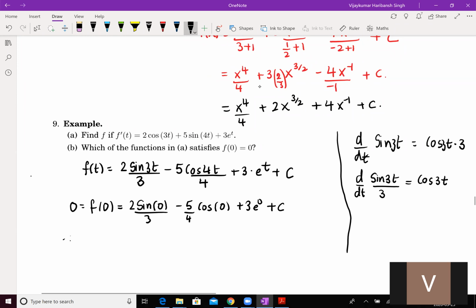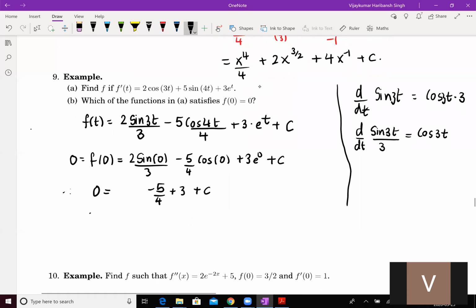So we get what? Sine 0 has become 0. So we have 0 equals minus 5 by 4 plus 3 plus c. So therefore, c equals minus 5 by 4 plus 3, which is going to be 12 minus 7 by 4 with the minus sign. So this is your c.